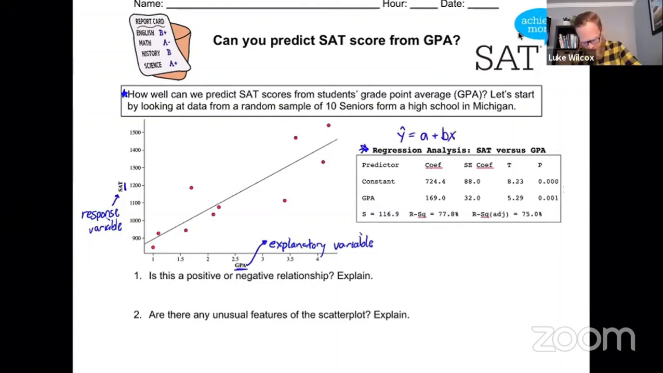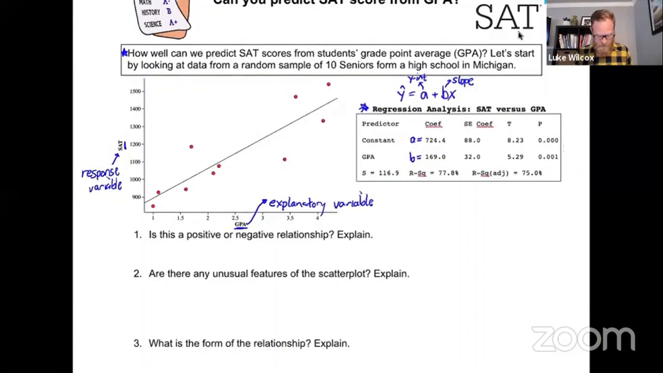Now that A value is the first number that's given to you in the computer output, and the B value is the value that's right below it. And that's going to give us the numbers that we need in order to write the equation for the line of best fit. Now I'm just going to give you that quick reminder again that the A value is the y-intercept and the B value is the slope. Now we're going to talk about some of these other values in this computer output as we work through the activity for today. All right, so let's get into the questions here.